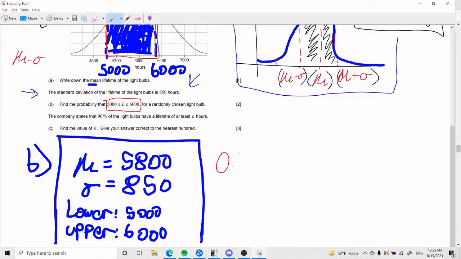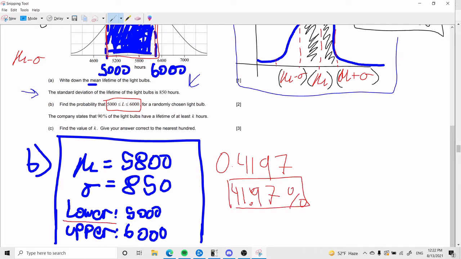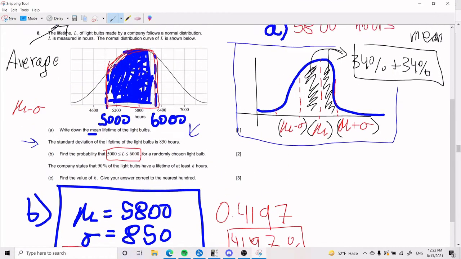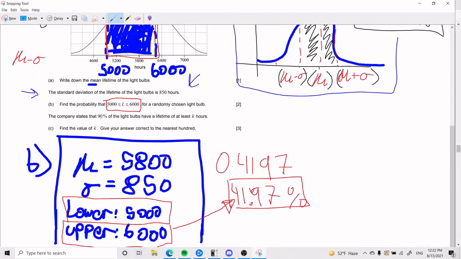And so here, it is telling us that it is around 41.97%. The probability to pick a light bulb with at least 5,000 hours of lifetime and a maximum of 6,000 is 41.97%. Then they tell us, that is for part B.